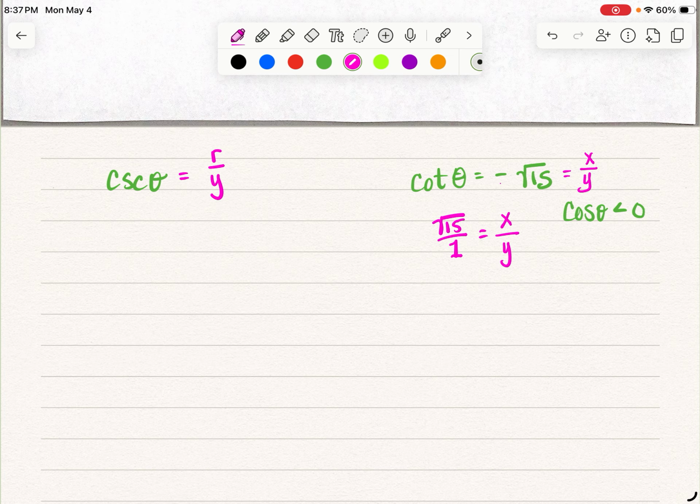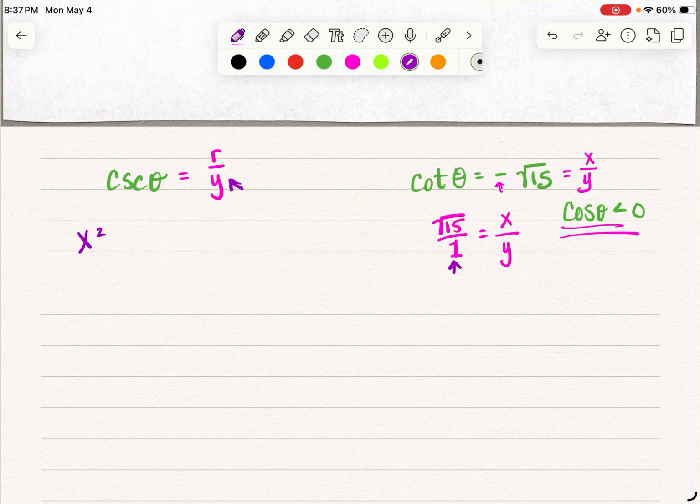Now, yes, I know there's a negative there, but if you recall, the negative and the cosine being negative is going to tell me what quadrant it's in in a minute, so I'm just ignoring it for a second because it's not important at this juncture. So I know y is 1. I got that one. That's cool. I just need to find r.